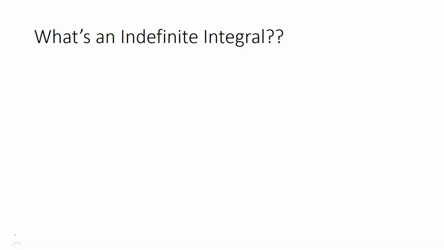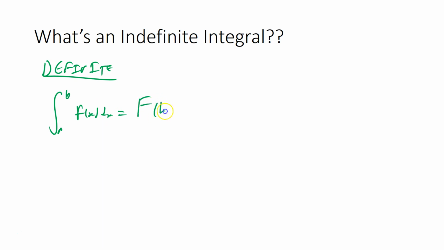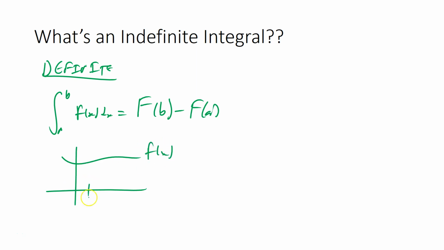Cool. All right, so what's an indefinite integral? So what we talked about before is a definite integral. The definite integral from a to b of f of x dx, and we found an antiderivative, F of b minus F of a. And this gave you the area under the curve f of x from a to b, right? That's the whole point of a definite integral.